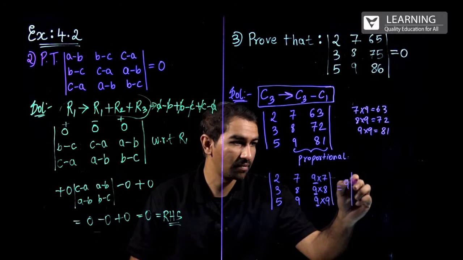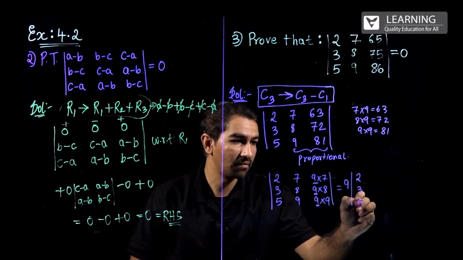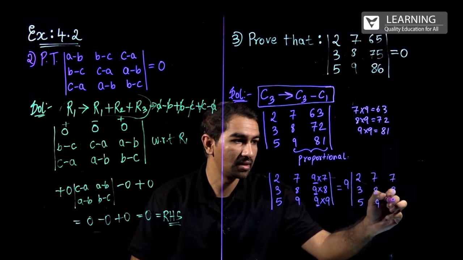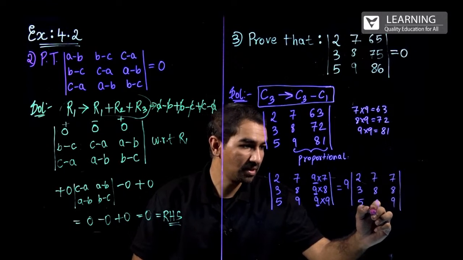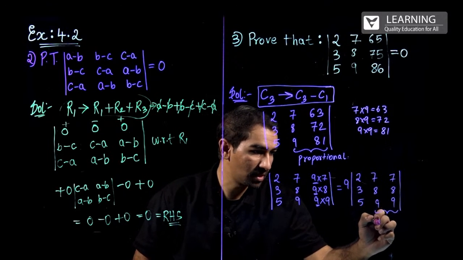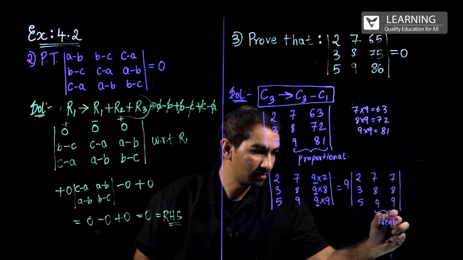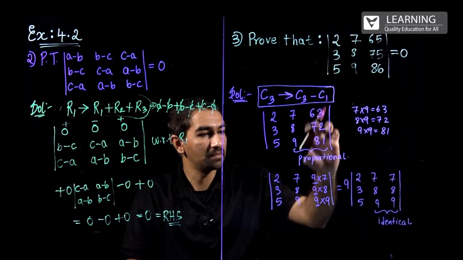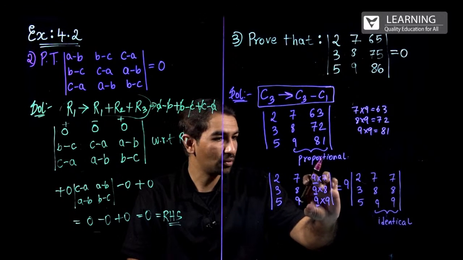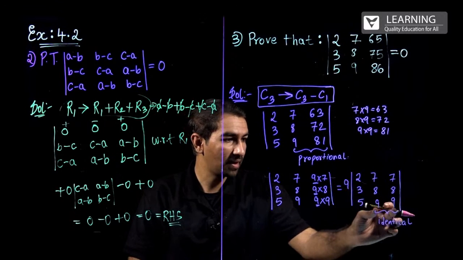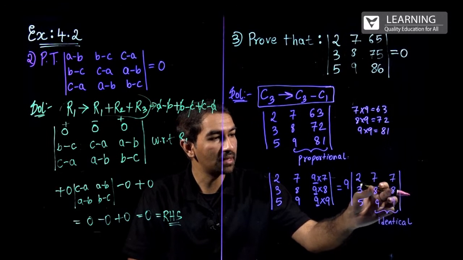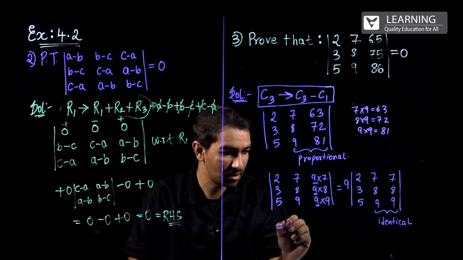Now what is happening? See here, these both columns are identical. So if they are proportional, you can express this column like this, and you can take out 9 common like this. So what will happen? These both columns will be identical. So if two columns of a determinant are identical, then the value of the determinant is equal to 0.